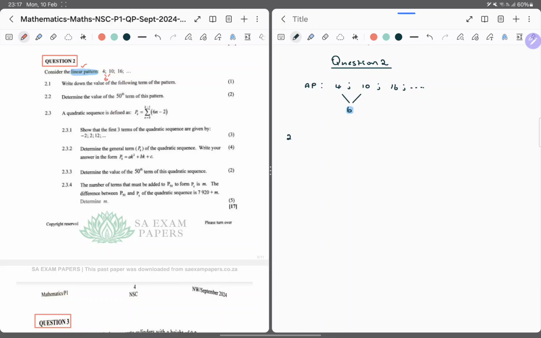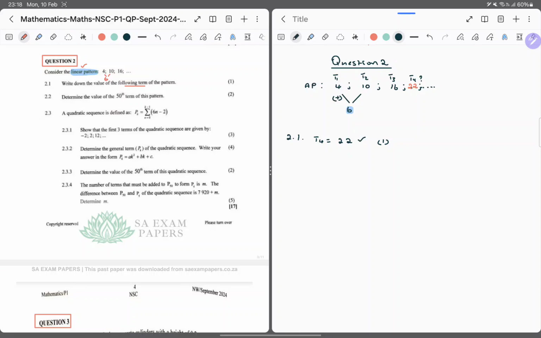All right, so let's answer 2.1. 2.1 asks us to write down the value of the following term, meaning the next term. So we've got T1, T2, T3, so this is going to be T4, and that's what we want to know. So obviously we add 6 to 4 to get to 10, and we add 6 to 10 to get to 16, then 16 plus 6 is going to give us 22, and that would be the term. So we can write safely that T4 is equal to 22.